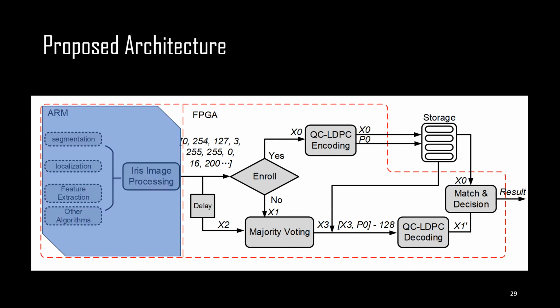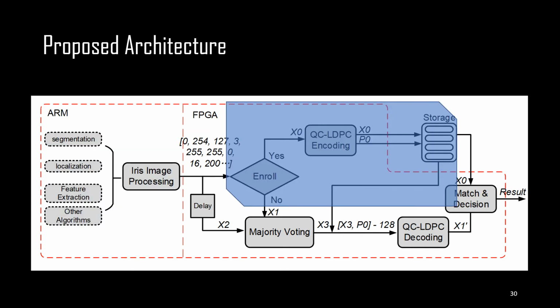As we can see in this diagram, the highlighted section denotes the image processing algorithms running on an ARM core, including segmentation, localization, feature extraction, and so on. As most of them are programmed using the OpenCV library and are out of our research scope, we won't present their details. But it is worth mentioning that iris images will be processed in these modules, and their output patterns are one-dimensional Gabor data.